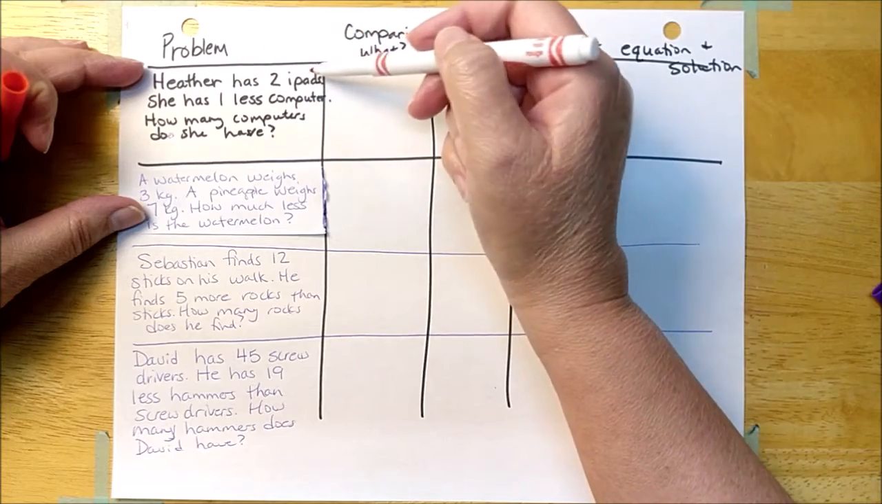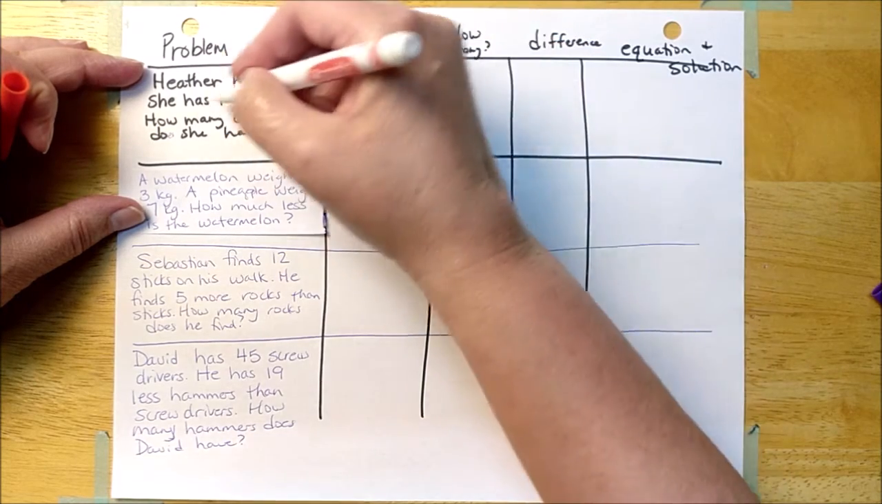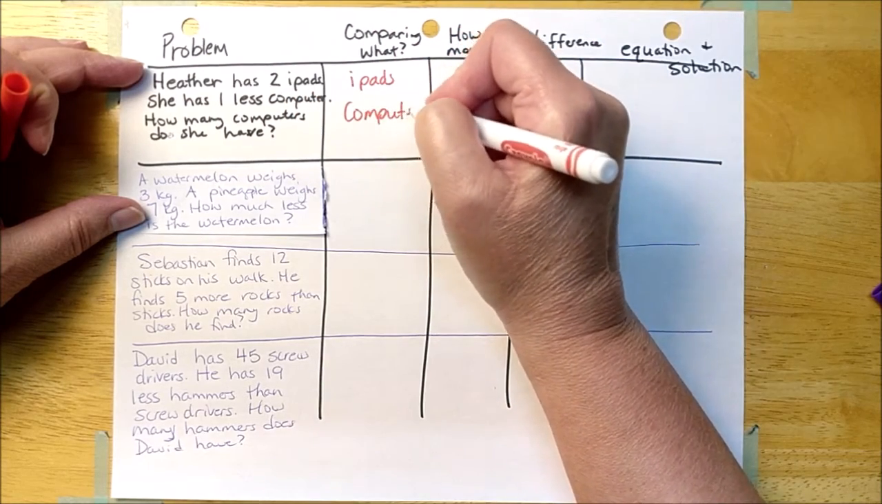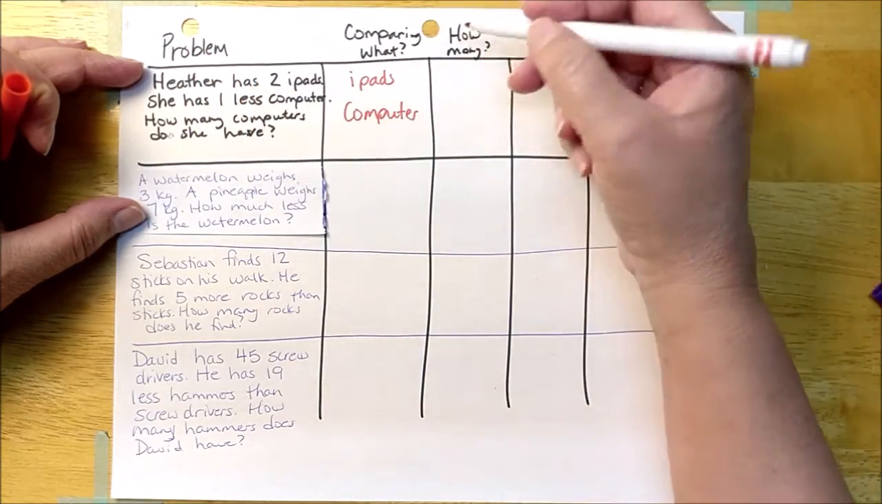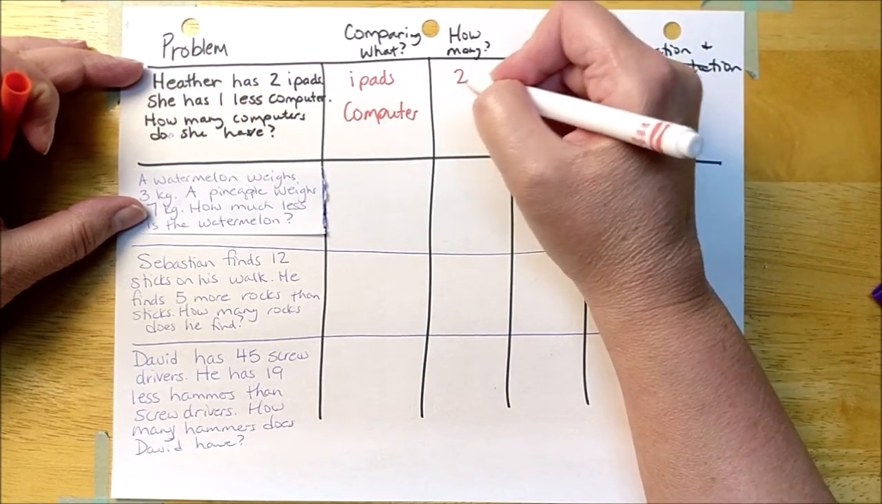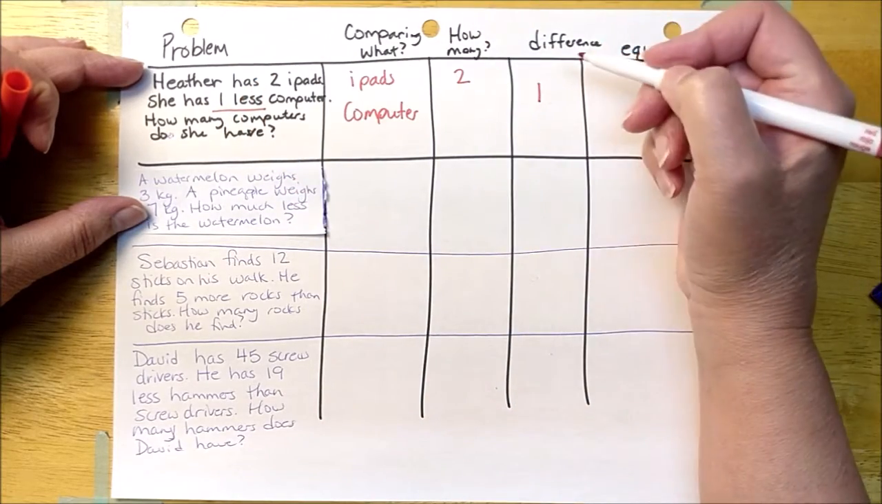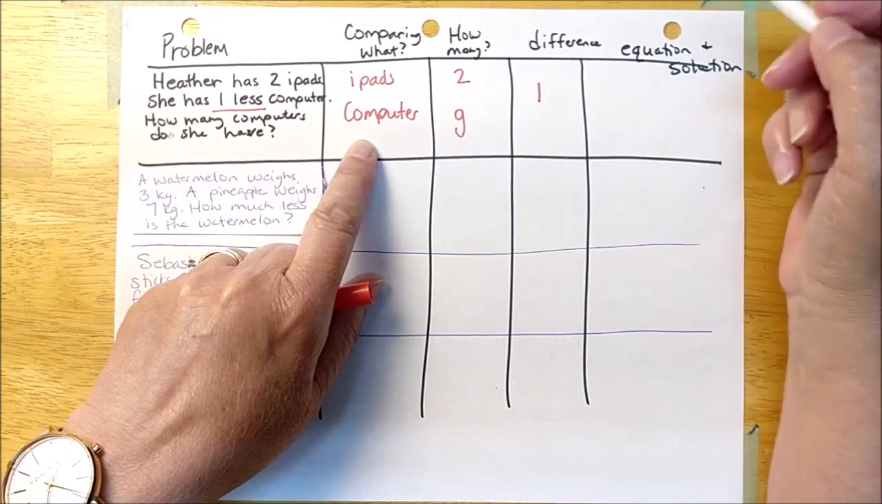So Heather has 2 iPads, so iPads is one of the things we're comparing. And she has 1 less computer, so computers are the other thing that we're comparing. How many computers does she have? So I know she has 2 iPads. 1 less is my difference. So I need to find out how many computers she has, and I'm just going to stick with G.